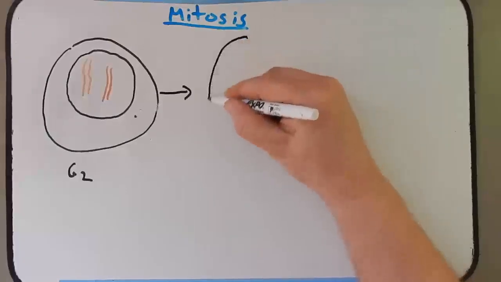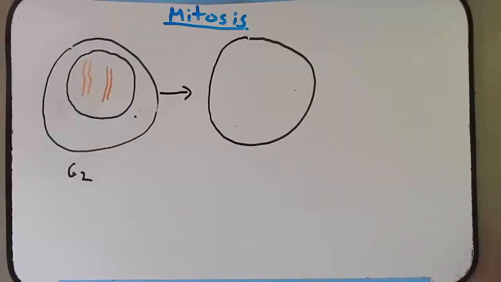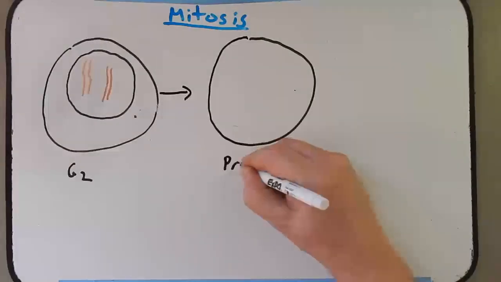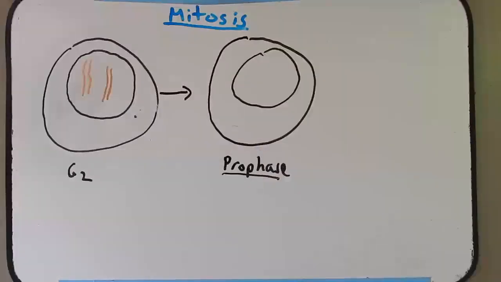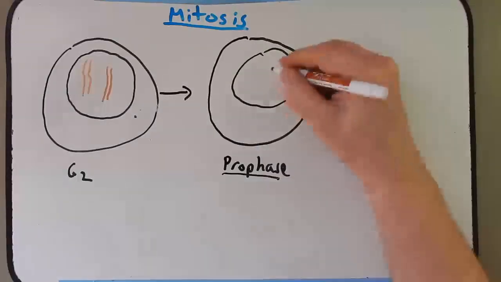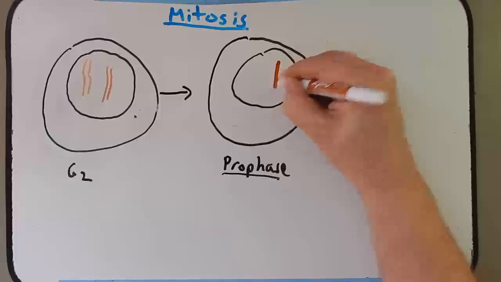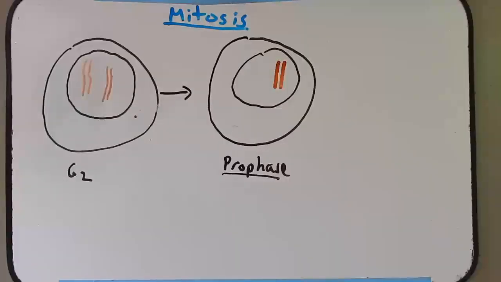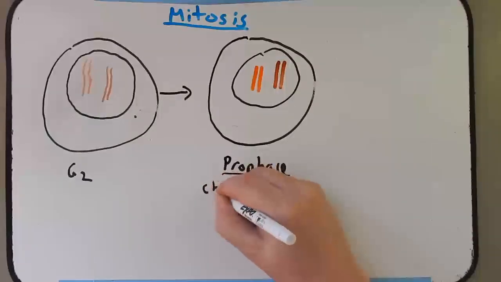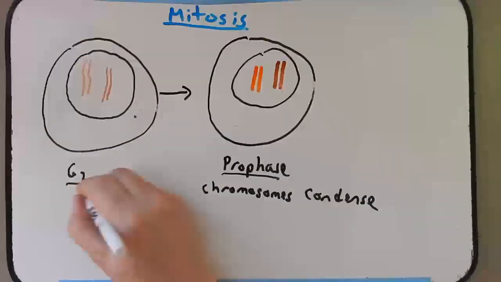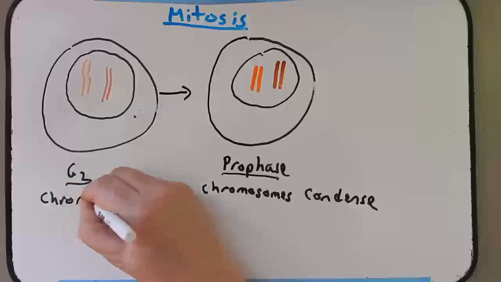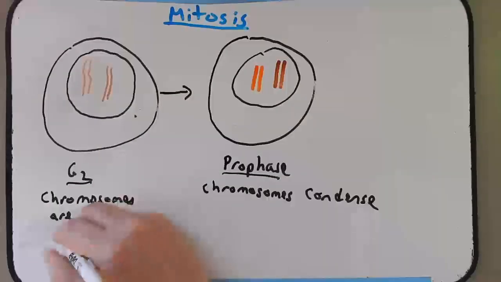And so let's draw this first phase of mitosis, prophase. We still have our nucleus here, and as I alluded to, the chromosomes are going to condense. They're going to become much thicker, as I'm trying to show here. So let's write that down. During prophase, chromosomes condense. During G2, we should write here, chromosomes are not condensed.